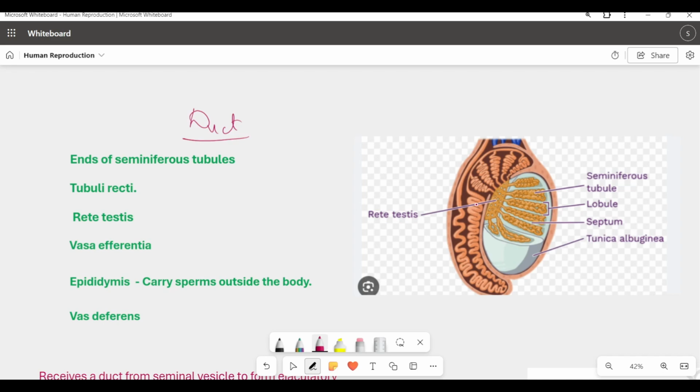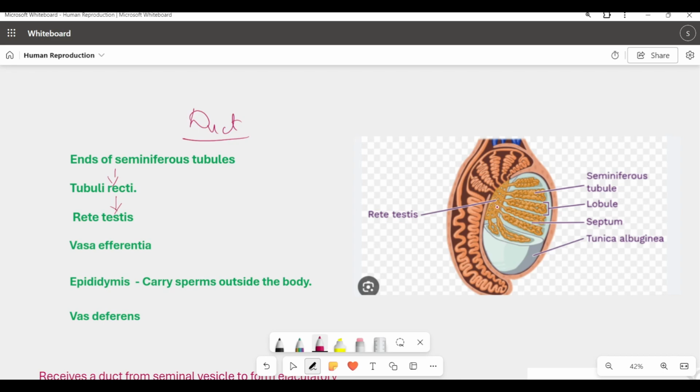The ends of the seminiferous tubules converge and join to form small, short, straight tubes. They are called tubuli recti. Now these tubuli recti open into a network of wider tubules, and that network of wider tubules is called the rete testis.